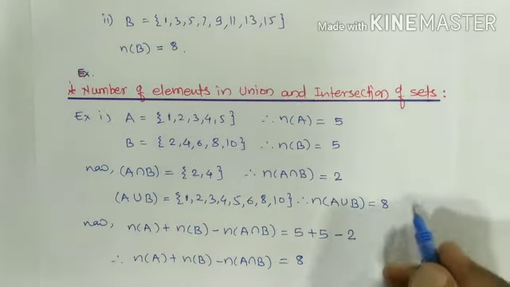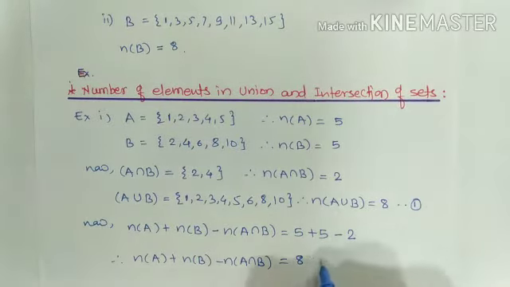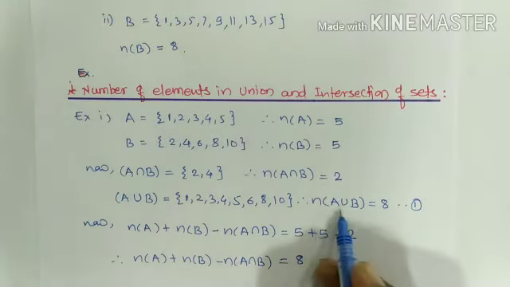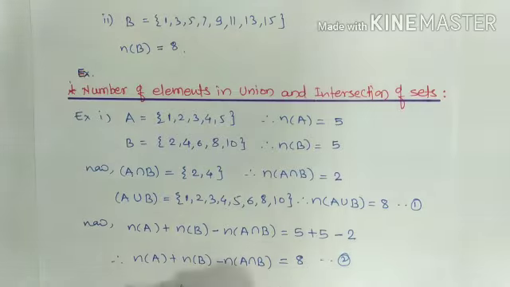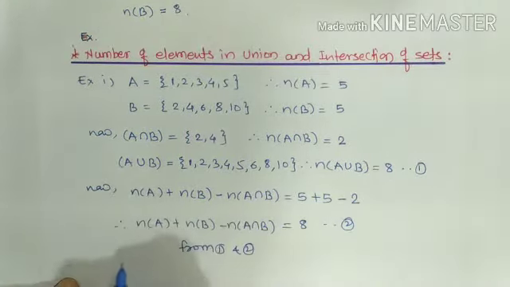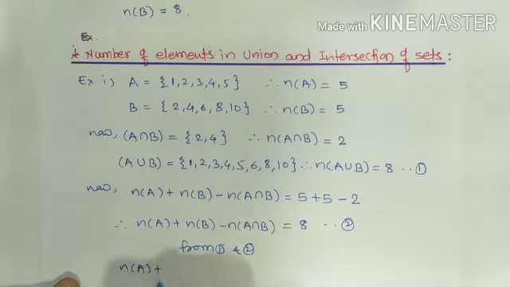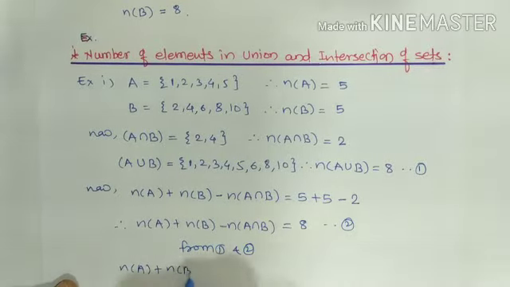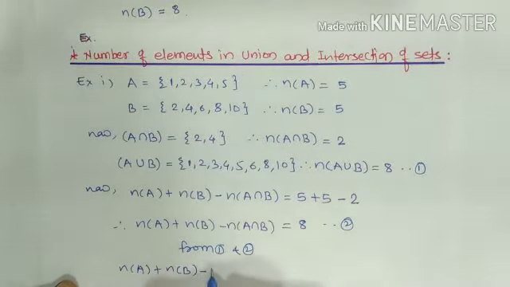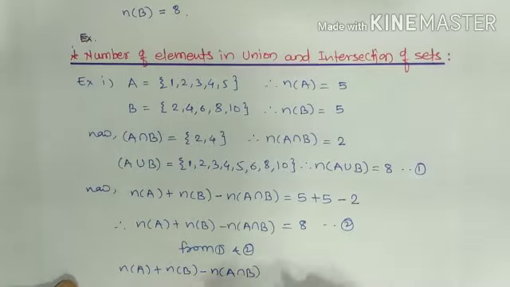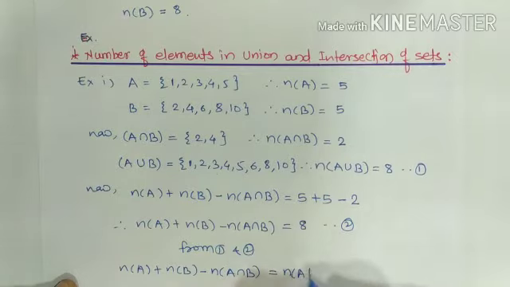आता या ठिकाणी आपण याला नंबर देऊया, याला देऊया 1, याला देऊया 2. Here this value is equal to number of A union B. Then from first and second we can write this: number of A plus number of B minus number of A intersection B equals number of A union B.